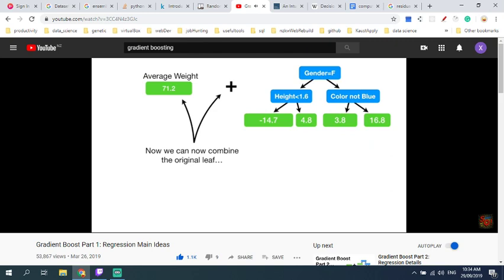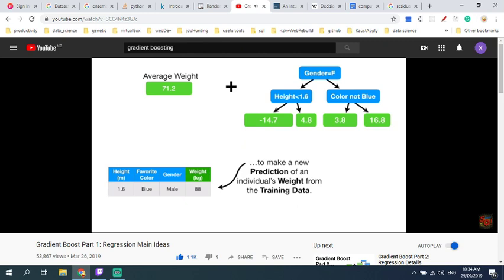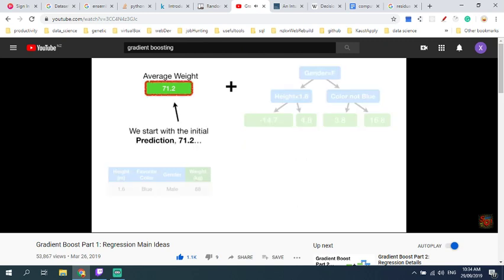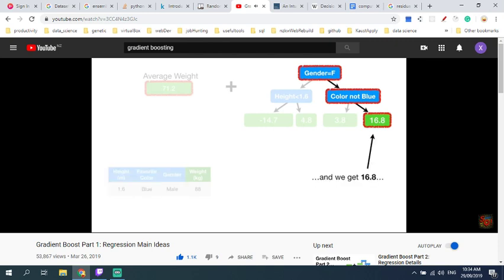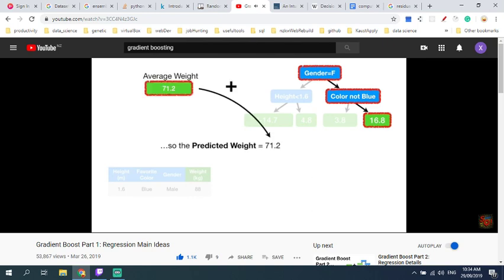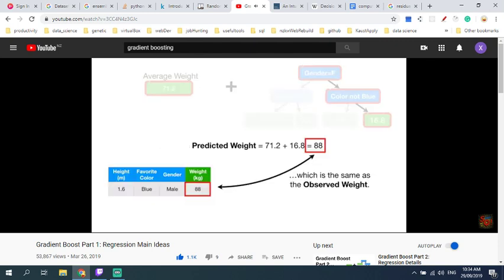Now we can combine the original leaf with the new tree to make a new prediction of an individual's weight from the training data. We start with the initial prediction, 71.2. Then we run the data down the tree, and we get 16.8. So the predicted weight equals 71.2 plus 16.8, which equals 88, which is the same as the observed weight.